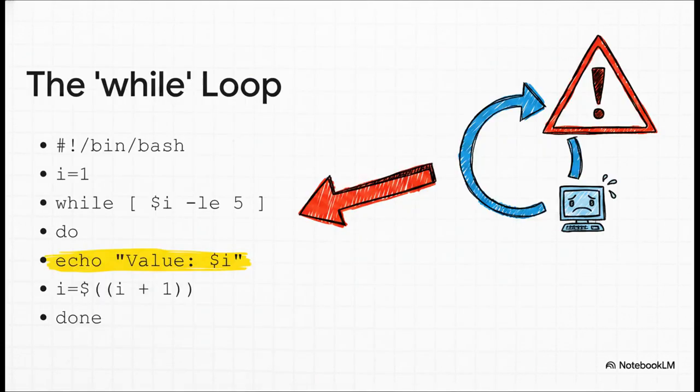Okay, let's look at this in practice. We start a counter, i, at 1. The loop's condition is basically, while i is less than or equal to 5, keep going. Now, the most important part is inside the loop. We have to increment that counter with i equals i plus 1. If we forgot that, the condition would always be true, and we'd be stuck in an infinite loop.